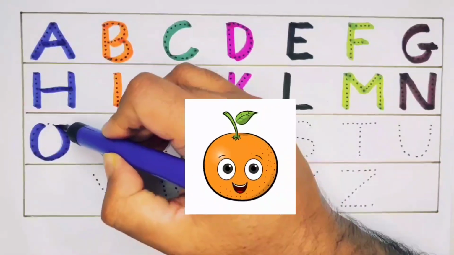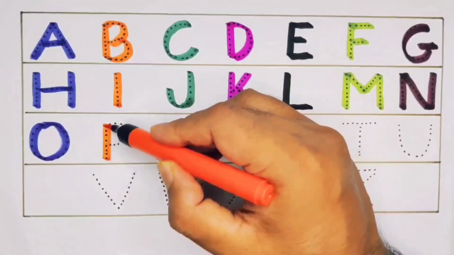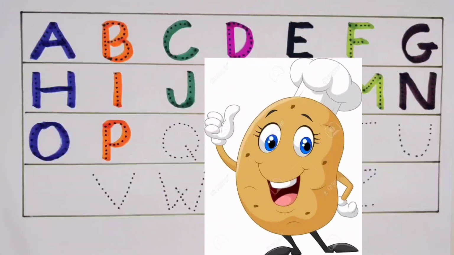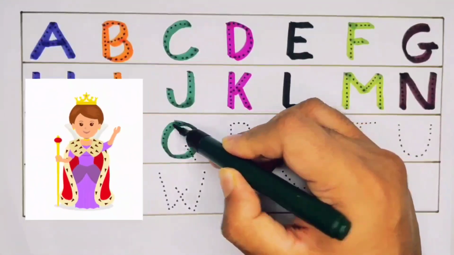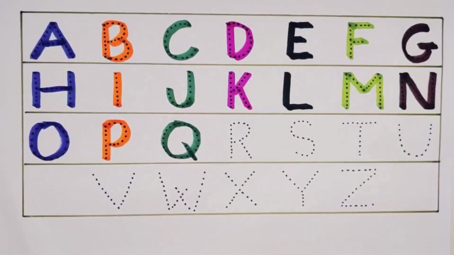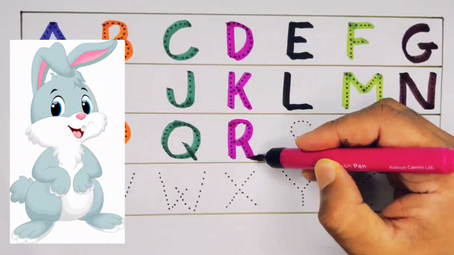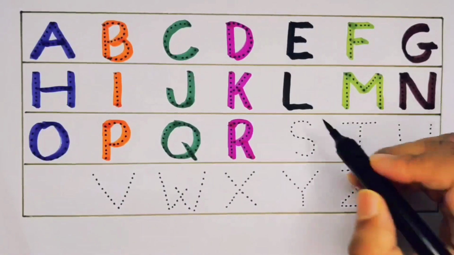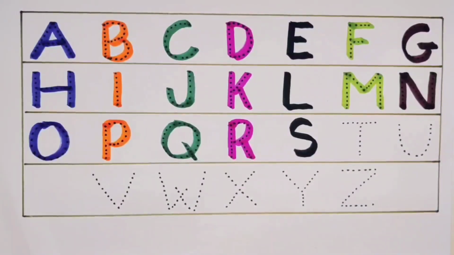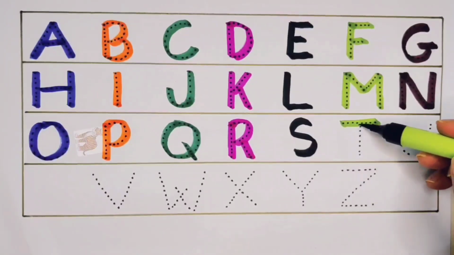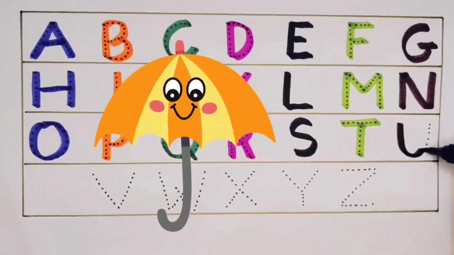O. O for orange. P. P for potato. Q. Q for queen. R. R for rabbit. S. S for sun. T. T for tiger. U. U for umbrella.